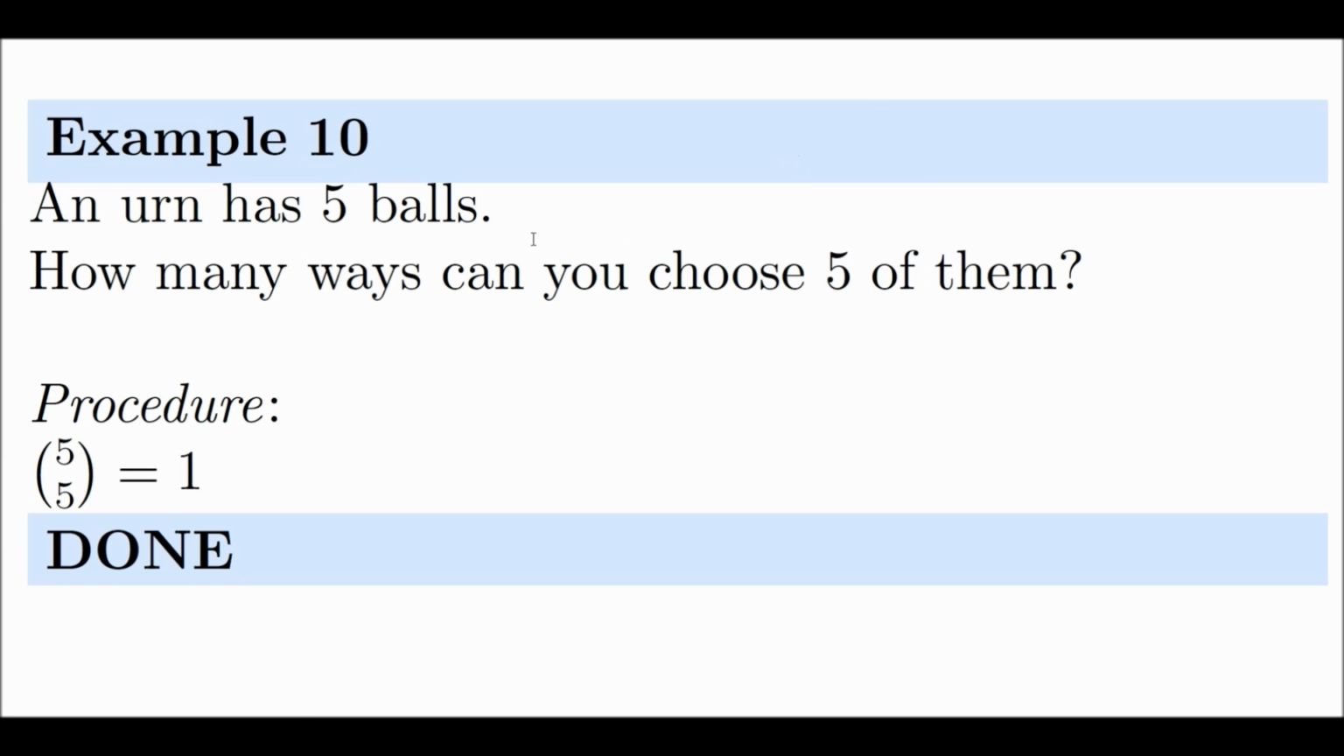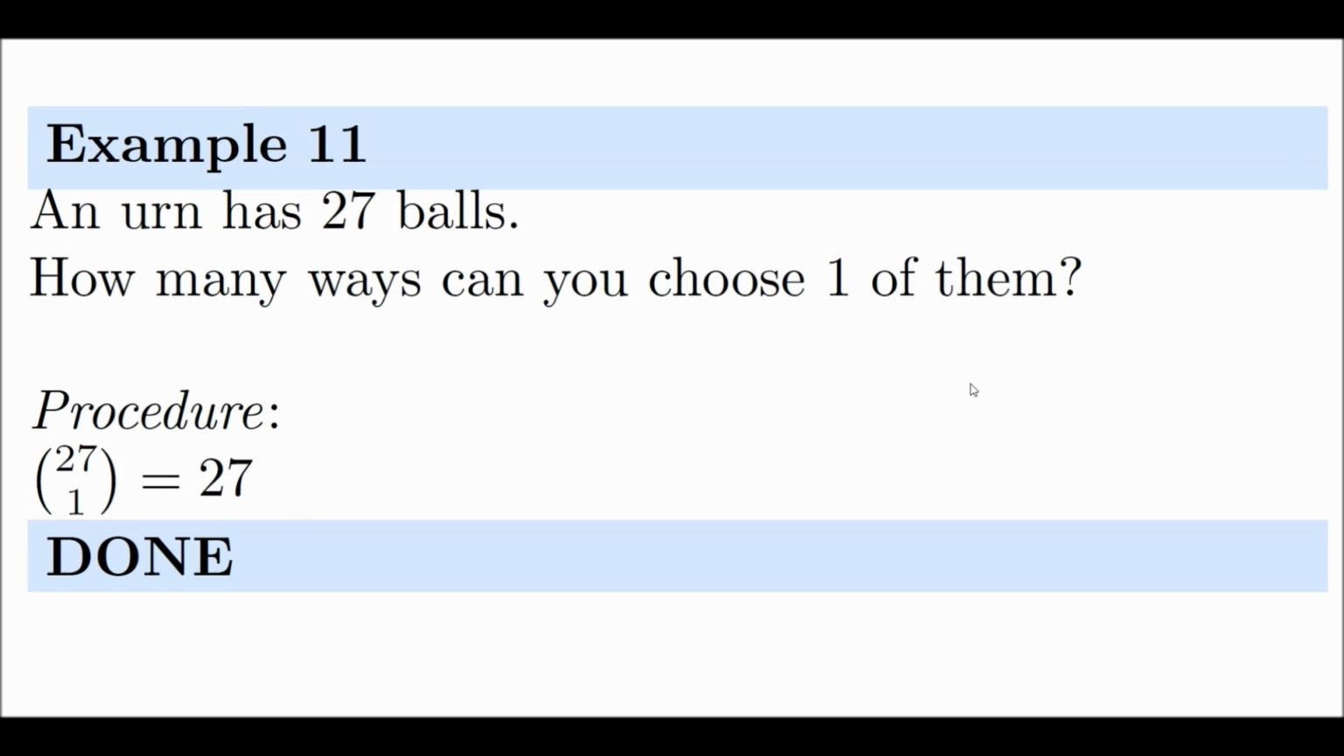And that makes sense because if I have 5 balls and I want to know how many ways I could take 5 of them, there's only one way I could do that. I just take all 5 of the balls. This time an urn has 27 balls. I want to know how many ways I could take 1 of them. So this is 27 choose 1, and that'll be 27. That makes sense because if I have 27 balls and I want to know how many ways I could take 1 of them, there's 27 different ways of doing that. Because I just take 1 ball and there's 27 balls.